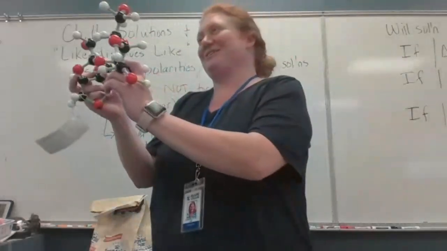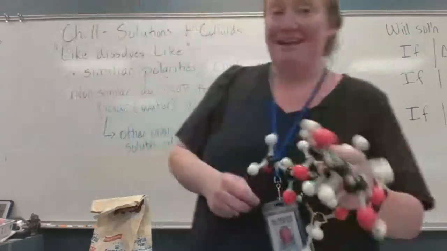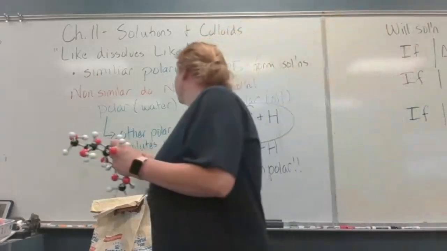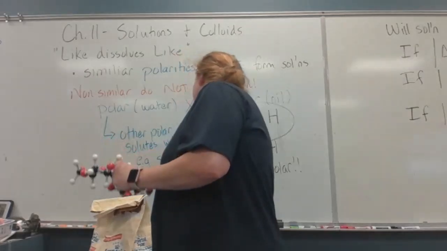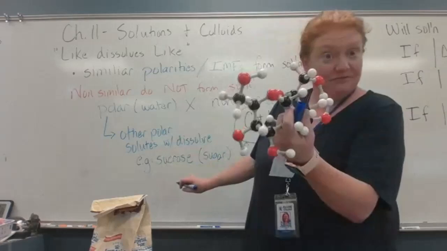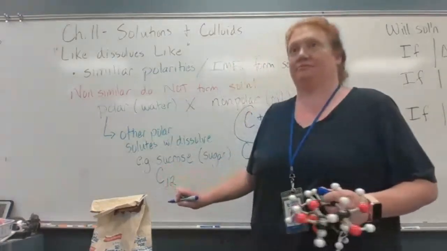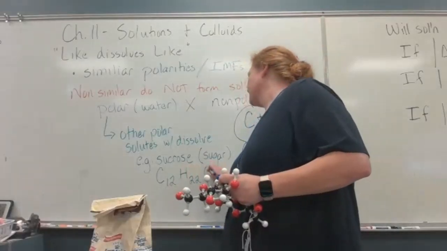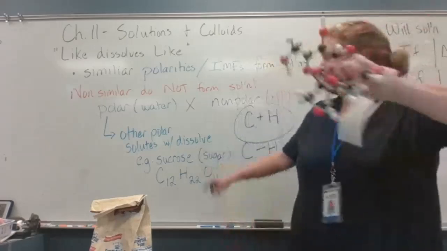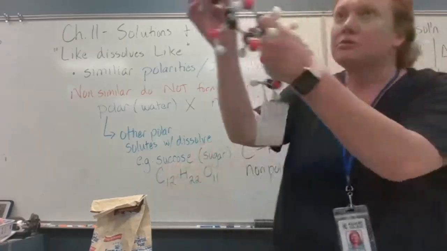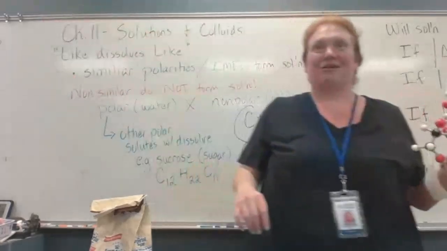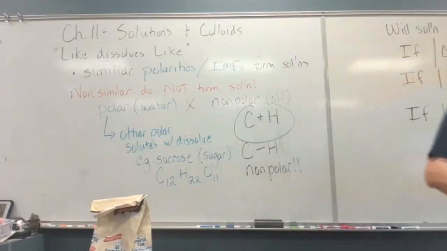Sugar polar? Guys, look at all those oxygens. And not only is sugar polar, but when I say sugar, actually the name of sugar is sucrose. Sucrose, this compound right here, has 12 carbons, 22 hydrogens, and 11 oxygens. So not only is sucrose polar, it can also do what? Hydrogen bond. Man, this really will dissolve in water, won't it? It does.